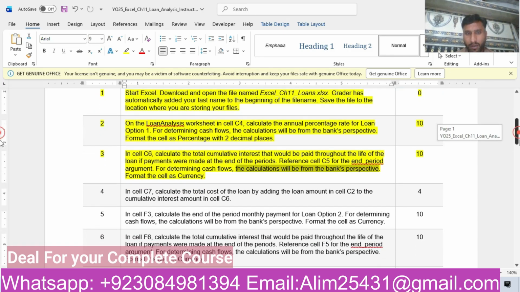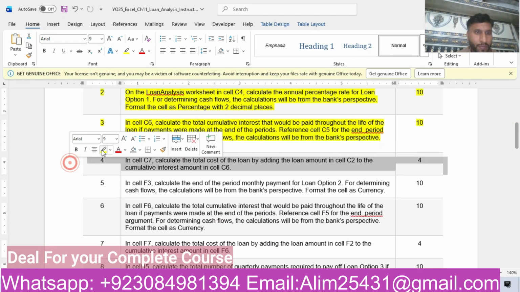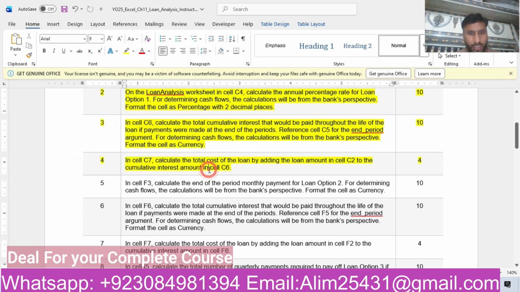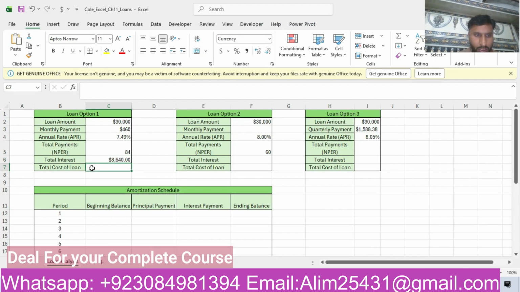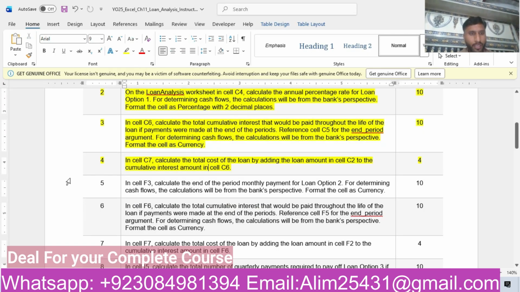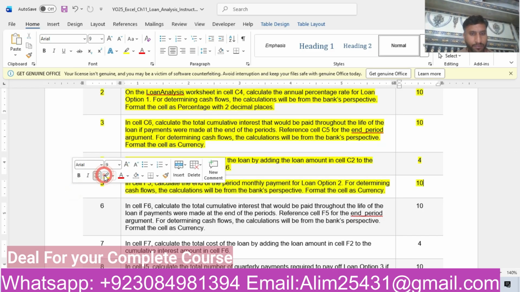In our step number 4, what is he asking? In the cell C7, calculate the total cost of the loan by adding the loan amount in the cell C2 and the cumulative interest in the cell C6. So we will put equal to C6 plus C2. We will press enter. So we have got our value in the cell C7 also. That's our step number 4.